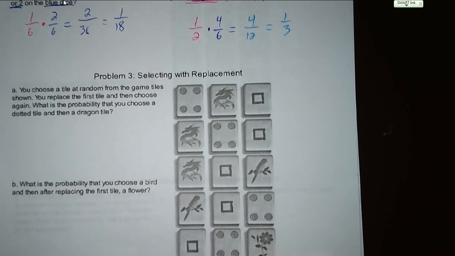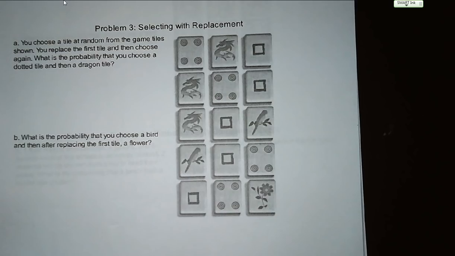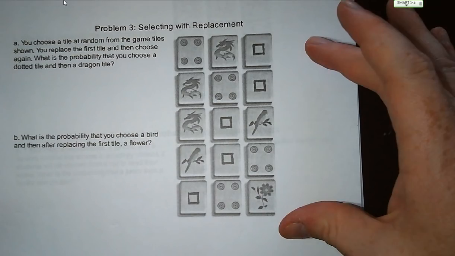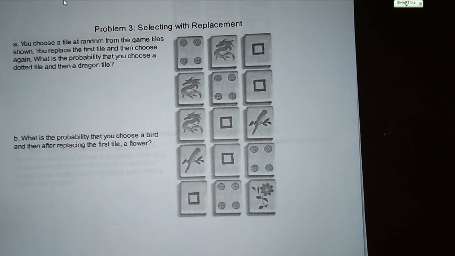Now, problem 3 is dealing with selecting with replacement. What with replacement means is you are going to take one of the tiles out of the bag and then you put it back in so the number and the type of your possible outcomes has not changed. You're just doing repeated trials of the same exact conditions.